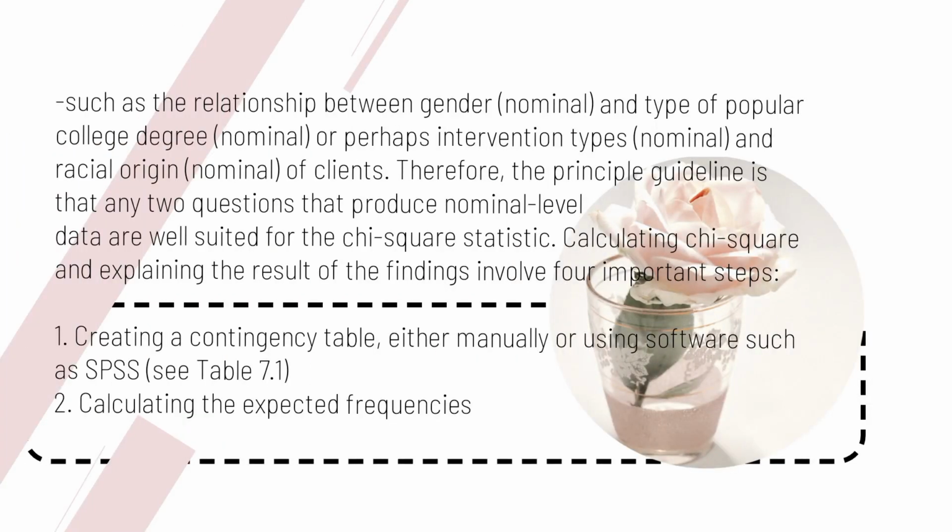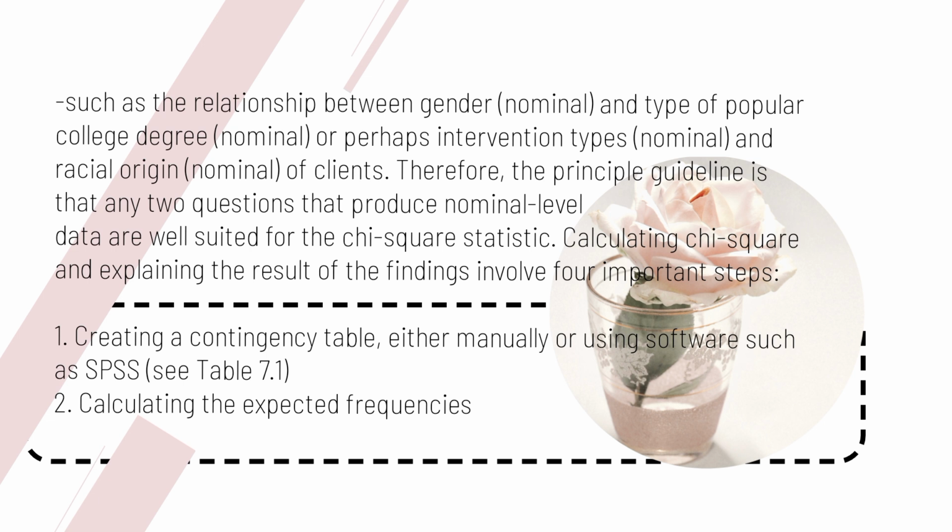Now the fourth page has examples, such as the relationship between gender, nominal, and type of popular college degree, nominal, or perhaps intervention types, nominal, and racial origin of clients, nominal. Therefore, the principal guideline is that any two questions that produce nominal level data are well suited for the chi-square statistic.